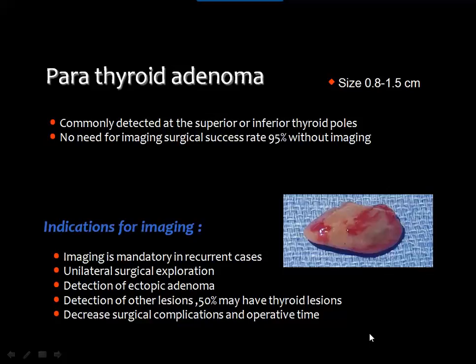The parathyroid adenoma's size is up to 1.5 centimeter in diameter. This is the commonly seen size, but the size may be larger than this and may reach a few centimeters. In the previous days, we used not to look for the parathyroid adenoma; we just diagnosed the patient as having hyperparathyroidism, then they explored his neck looking for the parathyroid adenoma.